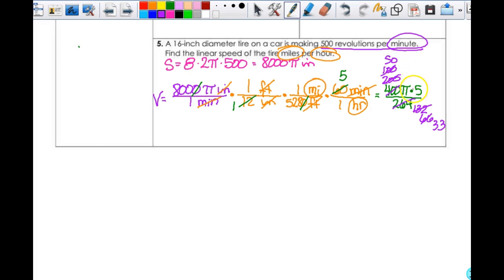Now I have a 50 and a 5 left in the numerator and a 33, which would be like a 3 and 11. Nothing's going to cancel out. So in the end, my velocity is 250 pi over 33, and that is miles per hour.